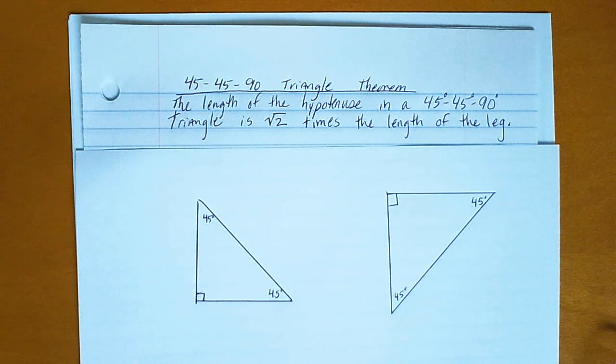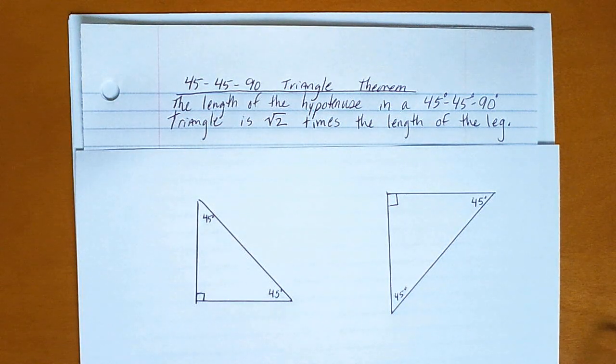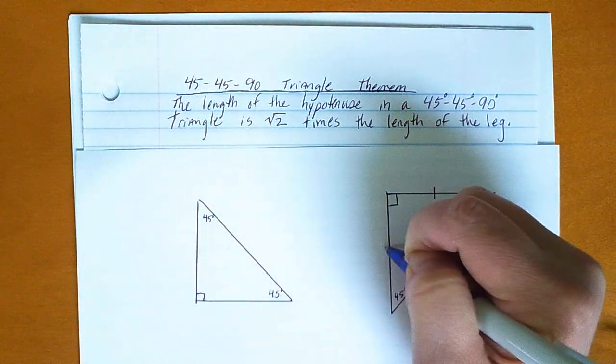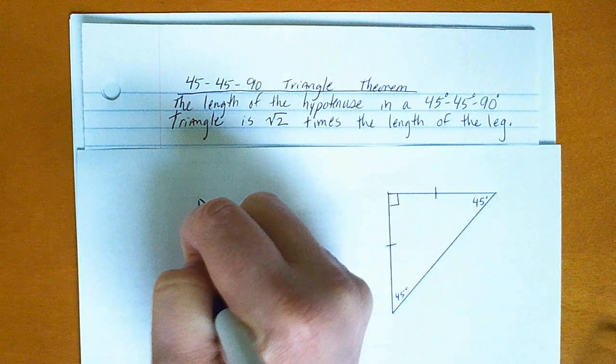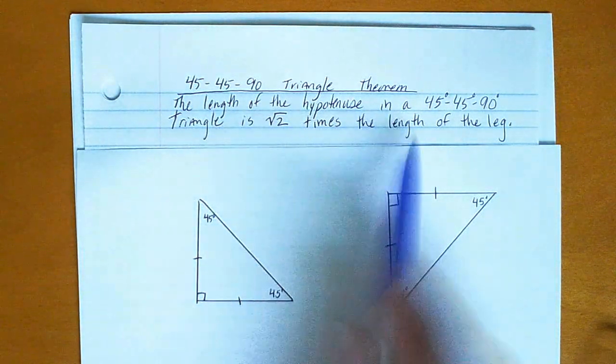Then, just by knowing that single angle, I should also know that if base angles of a triangle are the same, that means the sides opposite those angles are also identical. So these two legs would be the same, and these two legs would be the same. And that's the isosceles triangle base angle converse theorem that I just modeled. So now that I have two right triangles, I'm going to set up two different models using variables in order to represent the information in the theorem.